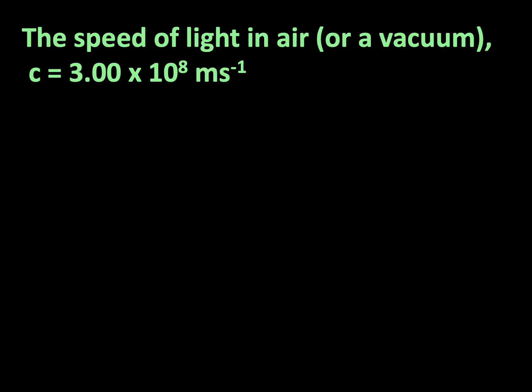This is a very important number in nature, and you should memorize it. So the speed of light in air, strictly speaking, it's actually in a vacuum where there's no air at all, but we measured it in air, is 3 times 10 to the 8. Now we'll write that as c. C is the special symbol given to the speed of light, and it's 3.00 times 10 to the 8 meters per second.